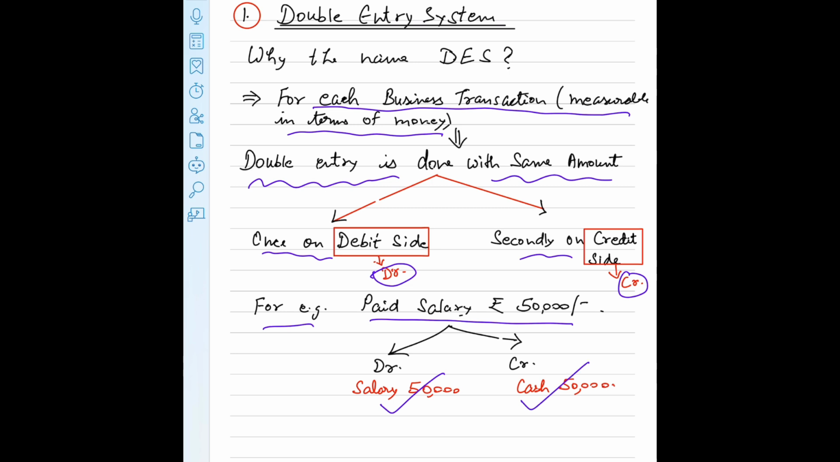So why this system is called double entry system? Because transaction is one, that is payment of salary, but it is being recorded at two places in the books with the same amount. That's why it is called double entry system, because we have not done single entry but we have done double entry of the same transaction, once on debit side and thereafter on credit side, that too with the same amount. This shows that same transaction has been recorded twice, once on debit side and secondly on credit side, which gives the system the name double entry system.